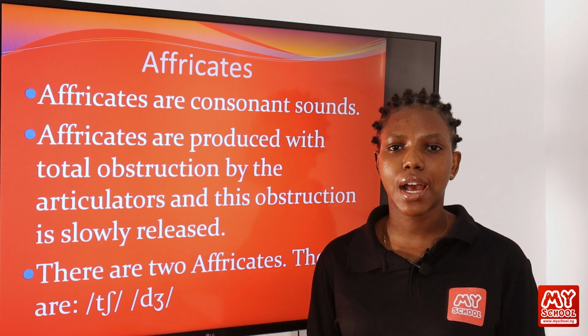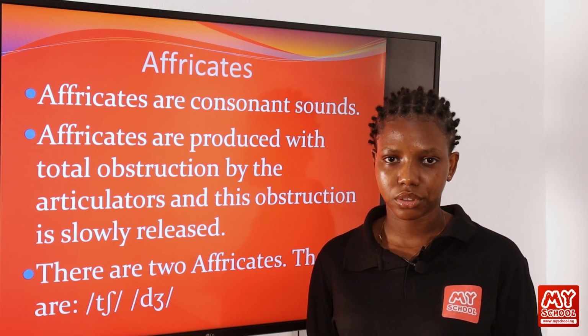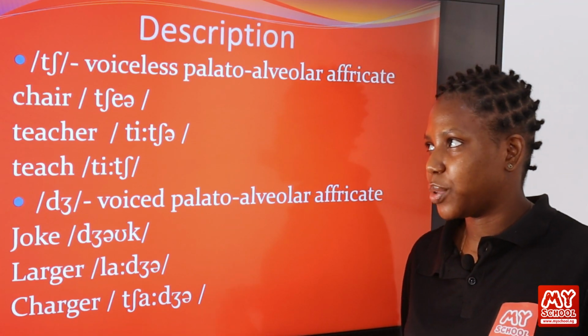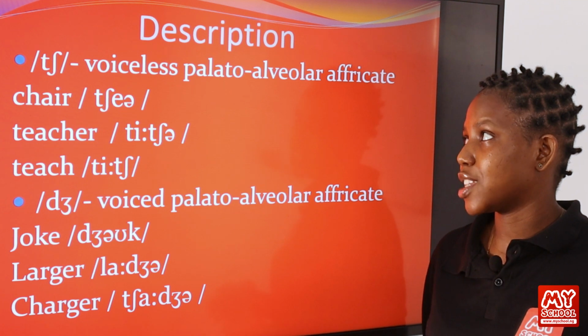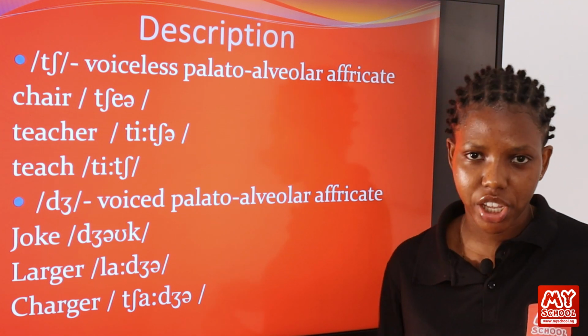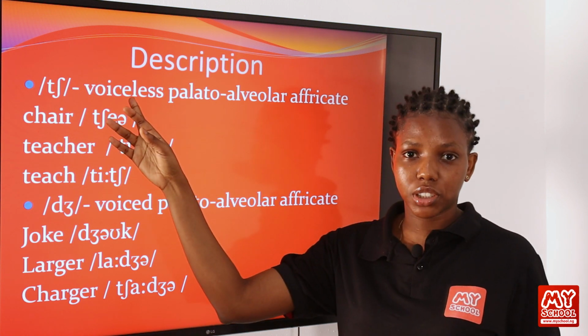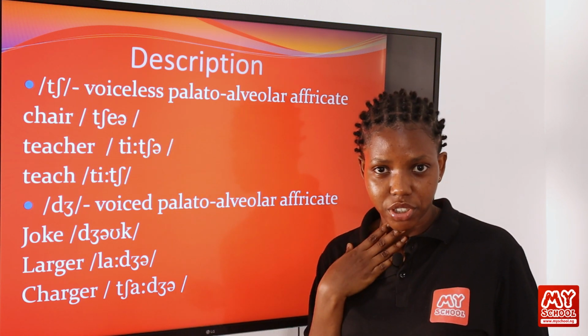Okay, so let's take a look at each of these sounds. Okay, so the first affricate we have is ch, and this is a voiceless palato-alveolar affricate sound. Okay, so let's start with the state of the glottis. It is voiceless, that means there's no vibration here.